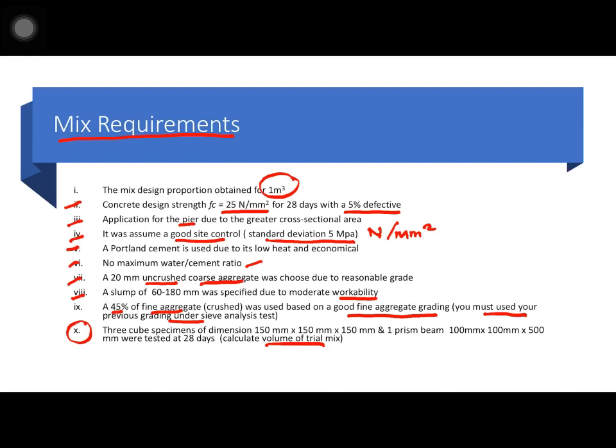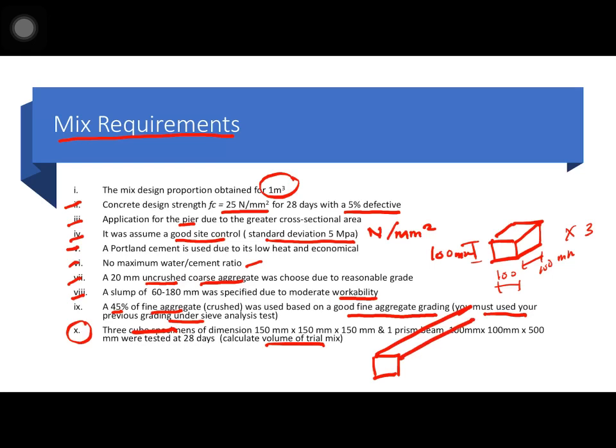So what does this dimension mean? So this is the cube test. The dimension here is 150 millimeter, the height also 150 millimeter, and width here also 150 millimeter. So here you need to times 3 because it requires 3 cube specimen. And also another one, you need to cast the prism beam. So this is the prism beam. So this is 500 mm and here is 100.